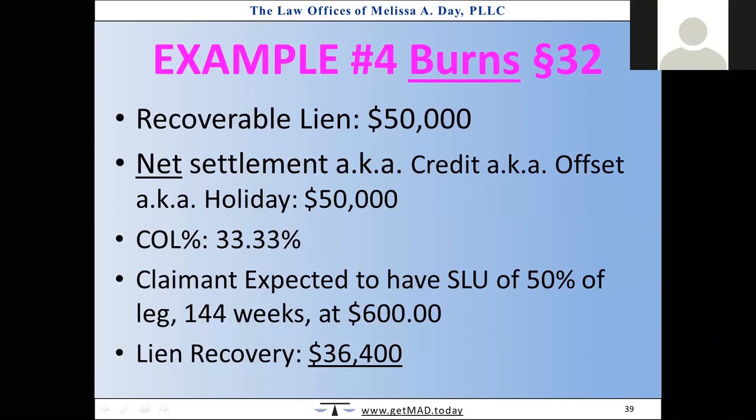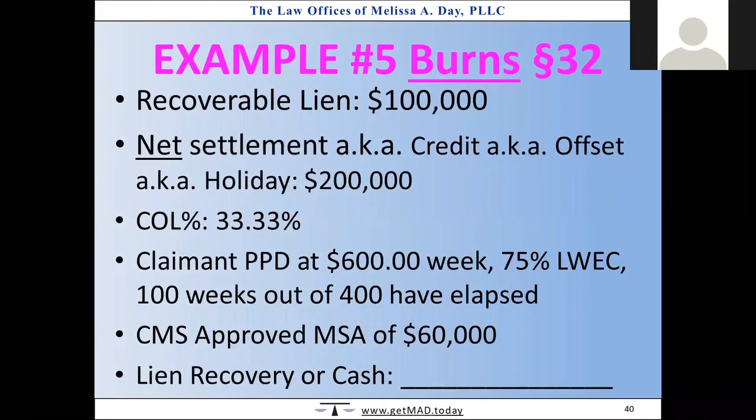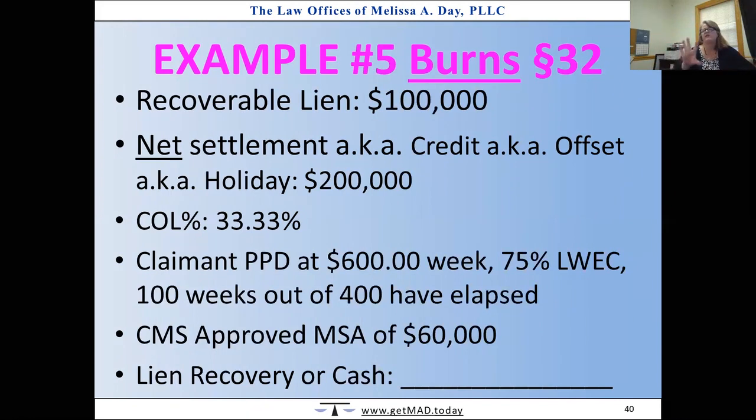So let's move on, because I have just one more Burns example, and then I'd like to do a global settlement example. Let's assume that you have a recoverable lien of $100,000. Your net settlement, the amount that the claimant actually puts in his pocket, the credit, will be $200,000, with the recoverable lien of $100,000. And again, these are numbers that I just fabricated. There's no way that you could calculate how I got to $100,000 or $200,000 in this example. I'm just asking you to assume those facts.